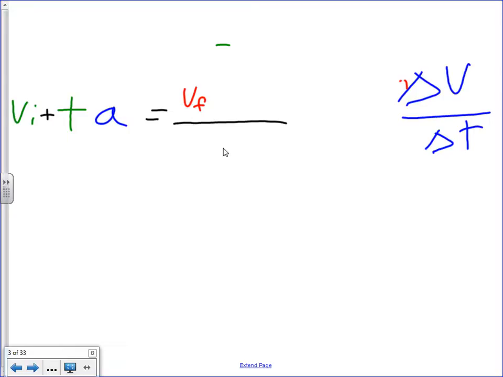Now, I want to show you why that makes sense from a common sense perspective. Right now, VF minus VI is the change in speed, or change in velocity. It's delta V. And we're saying that T times A equals the change. So if I want to figure out what I end at, I should probably add the change to whatever I started with. And that's exactly what we're doing. When we move VI over to that side, we're adding it to the change. So we're taking what we started with, adding the change, and getting our final velocity.